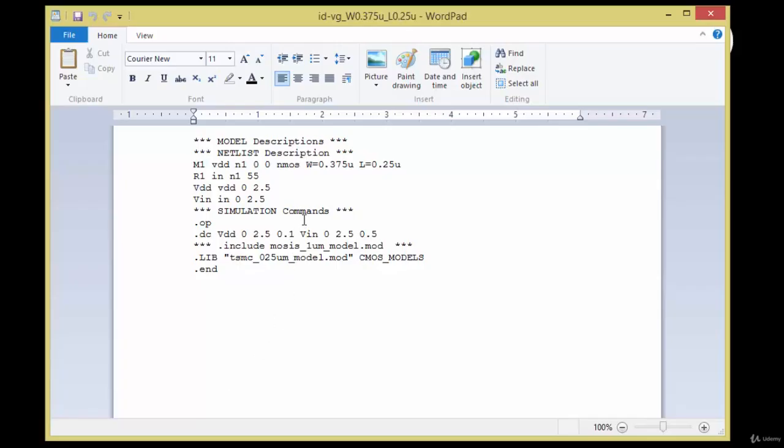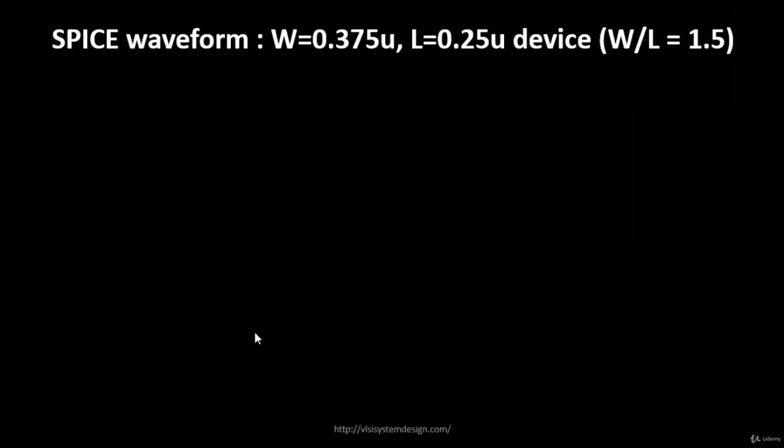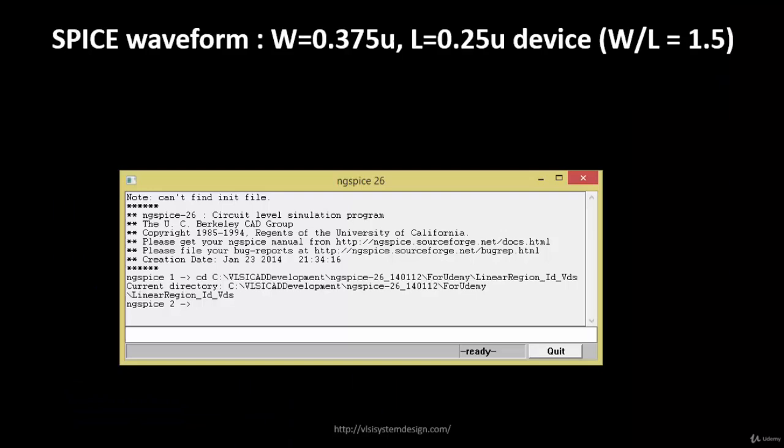In the spice deck, everything remains the same as the previous one. The only difference between this spice deck and the previous one is that your W is 0.375 and your L is 0.25, so that your W by L is maintained constant, and all the other factors, the resistance, the MOSFET type, the VDD, Vin, the dot op and the dot DC, and the model file, everything remains the same except your W is 0.375 and L is 0.25 microns. Okay, so with that said, we'll do one small spice simulation.